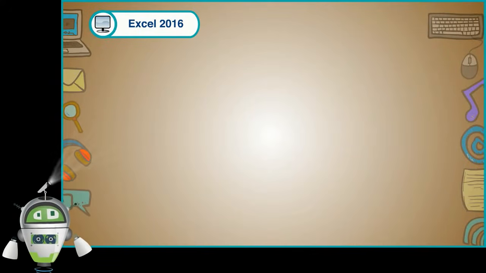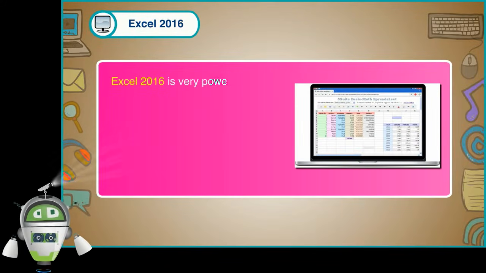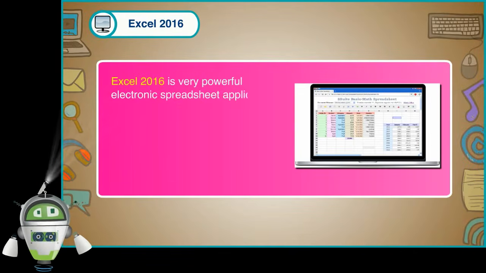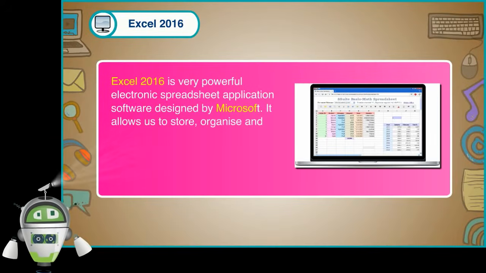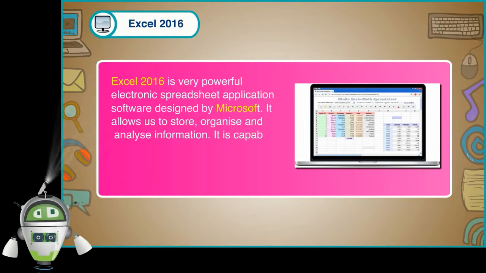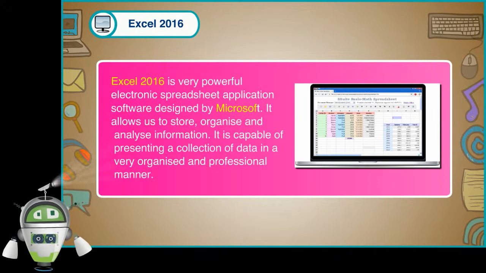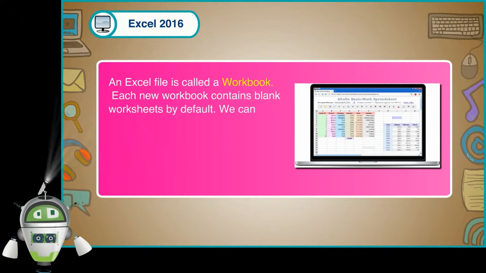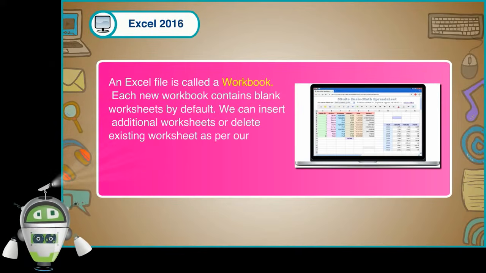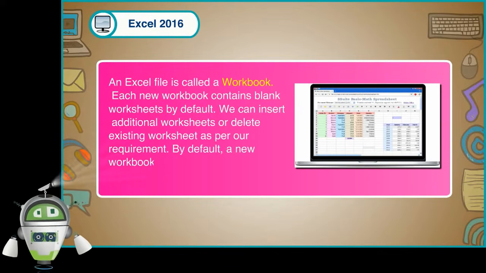Excel 2016. Excel 2016 is a very powerful electronic spreadsheet application software designed by Microsoft. It allows us to store, organize, and analyze information. It is capable of presenting a collection of data in a very organized and professional manner. An Excel file is called a workbook. Each new workbook contains blank worksheets by default. We can insert additional worksheets or delete existing worksheets as per our requirement. By default, a new workbook is named as Book 1 and the worksheet is named as Sheet 1.